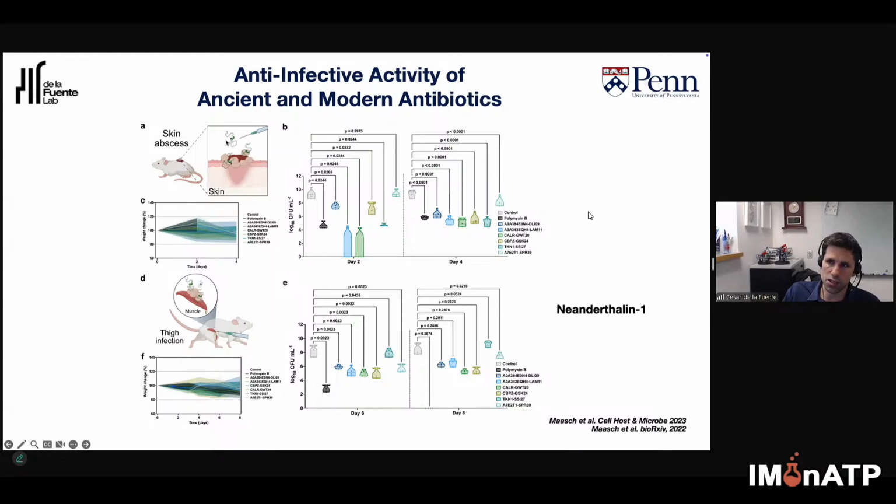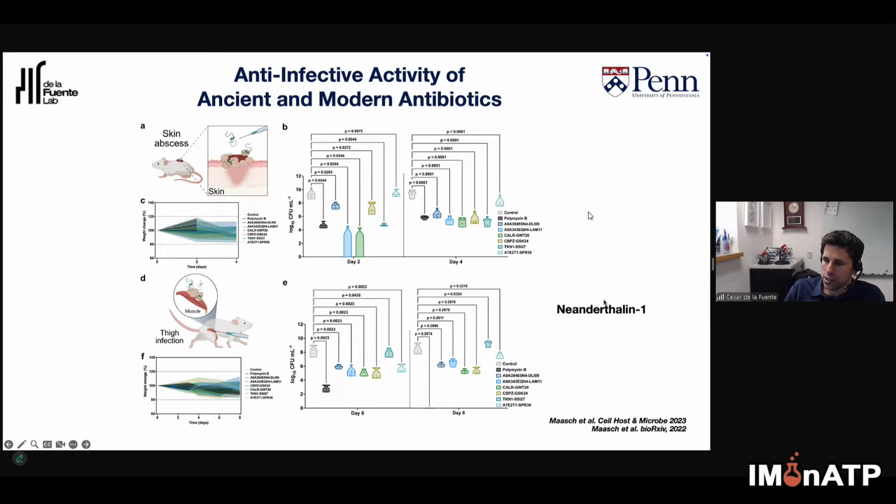So here on the top we have a skin abscess infection model, and on the bottom we have a deep thigh infection model, which is the one that the Food and Drug Administration here in the United States usually wants to see for exciting preclinical candidates. And in the context of these mouse models, the top candidate, the top hit that we found was Neanderthalin.